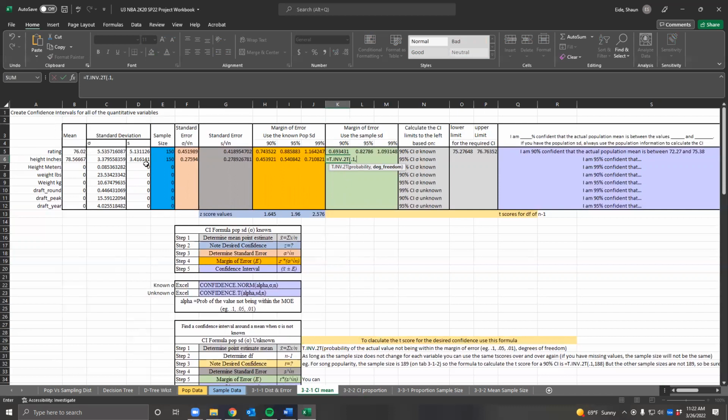of freedom. So the degrees of freedom is the sample size minus 1. Or you could have put 149. And now what we're going to do is take that t-score and multiply it by the standard error right here.